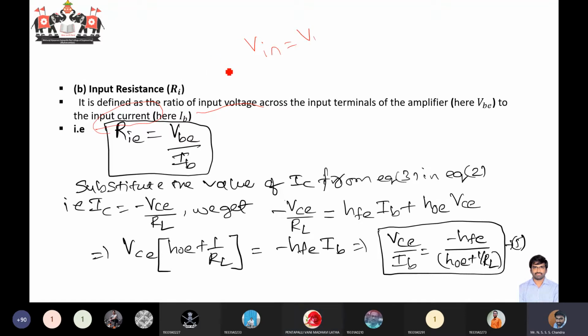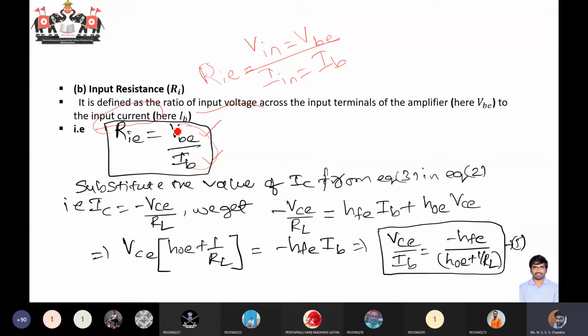VBE. So it is VBE. Input current is IB. The ratio of these two things is nothing but your input resistance. So the ratio of VBE by IB. Again, what we need to do is write this ratio in terms of your hybrid parameters. So again, we need to replace all this VBE or IB.